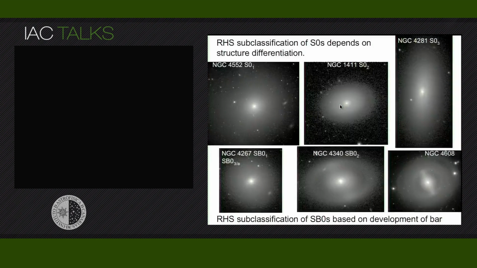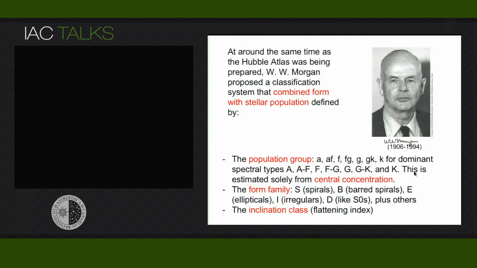I don't know how obvious it is on the screen, but this one here has multiple lenses, and it has no bar. There can exist more than one lens in a galaxy. Now, the classification of SB0s, you see this thing has messed up. This SB0 3A goes over here. The SB0 classification depends on the development of the bar from kind of a subtle feature to a real strong feature. And so that's the Hubble revision of S0 classifications.